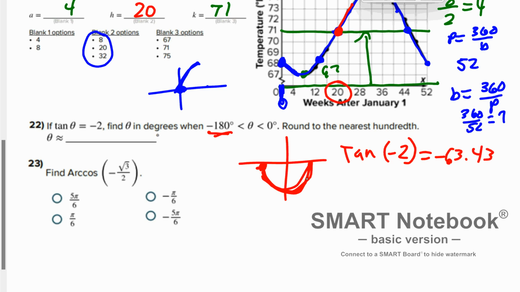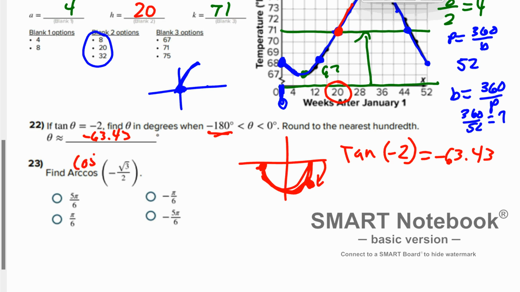Okay, so that means we're down here. Right there would be negative 2. Down 63 means we go down right there, negative 63.43. Okay, and then the last one.